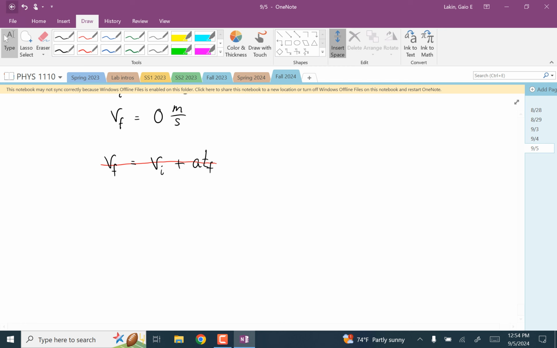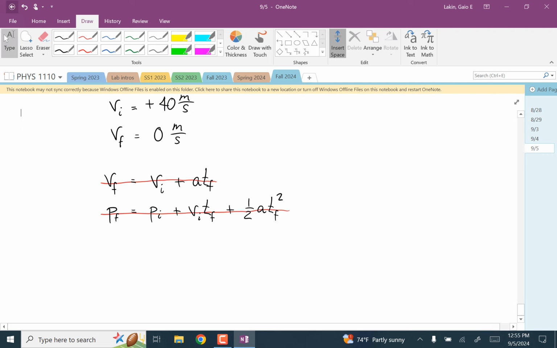So now we'll go to the second one that says P final is equal to P initial plus V initial times time final plus 1/2 A T final squared. And you can see already you have the same problem here. There's a T final and we don't know it. So now let's go to the third one. Now we're really hoping it's the third one, or else we're going to have to do all these extra steps. So the third one says 2 times A times the quantity P final minus P initial is equal to V final squared minus V initial squared.